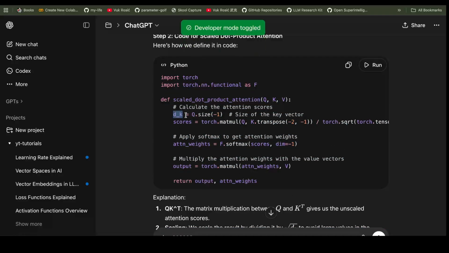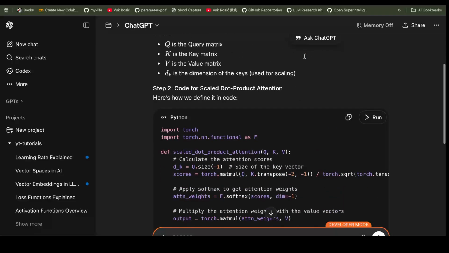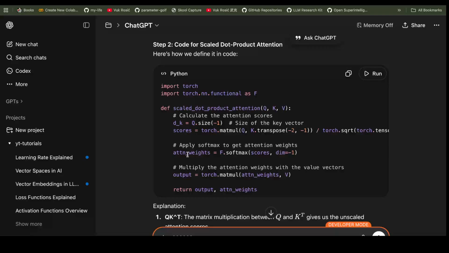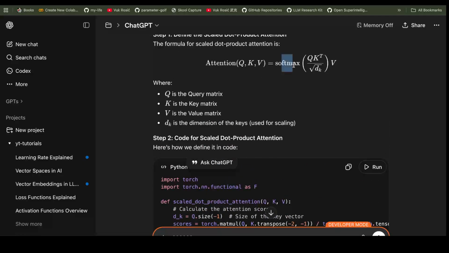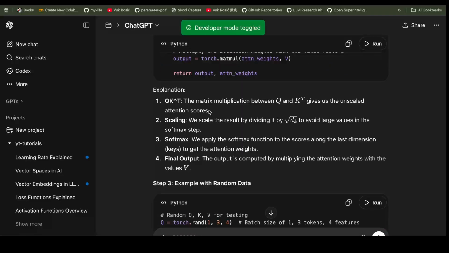So taking the k dimension and then multiplying queries and transposed keys, and then softmax, and then multiplying with values. So softmax and then values, and that's how we get the results, which is output and attention weights. This explanation is written here as well.